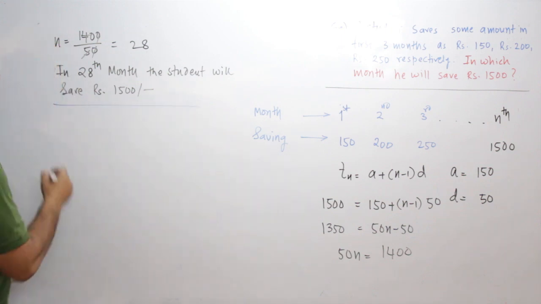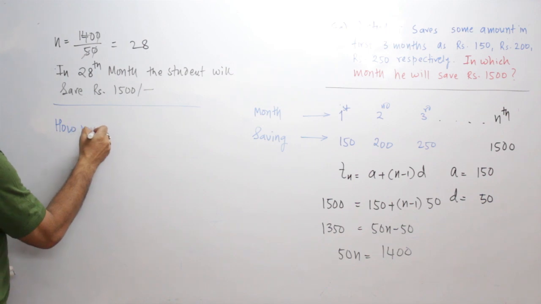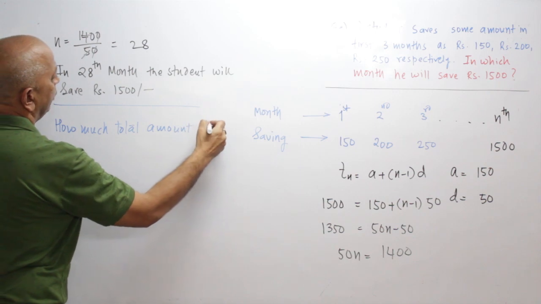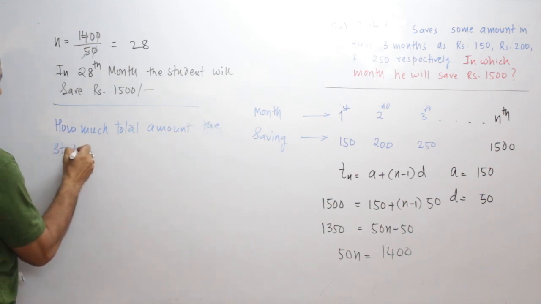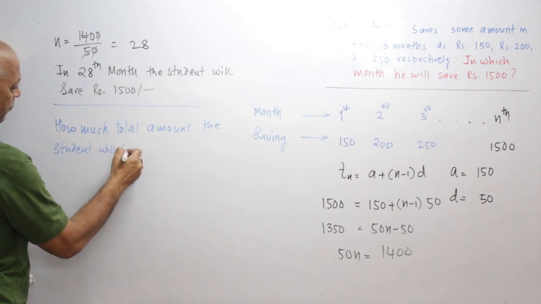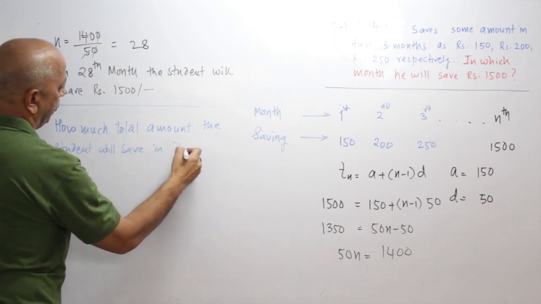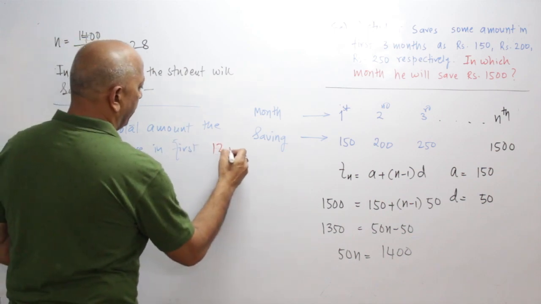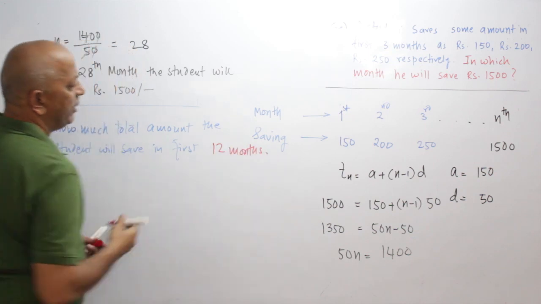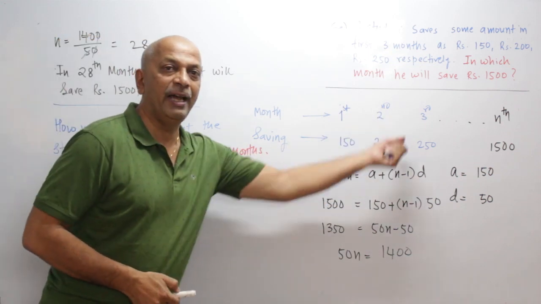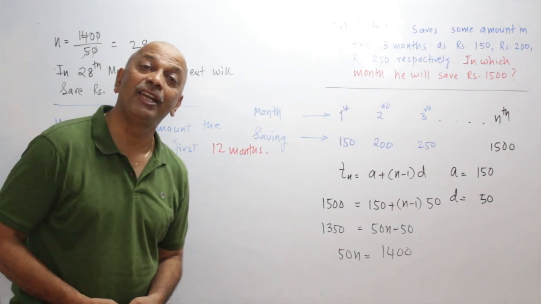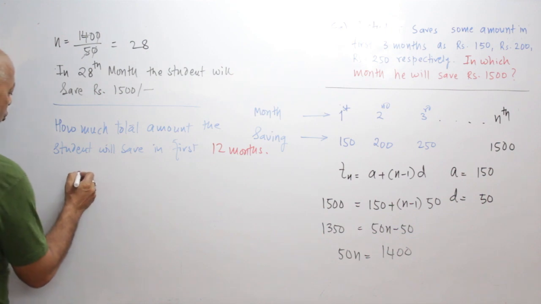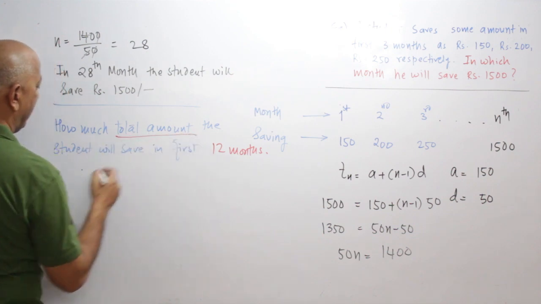Additional question for you. How much total amount will the student save in the first 12 months? म्हणजे एका वर्षामध्ये हा स्टुडंट पहिल्या एका वर्षामध्ये किती सेव्ह करेल, सो वी कॅन राईट डाउन. सो दिस इज सम वी वांट. टोटल अमाउंट म्हणजे काय आहे, सम.